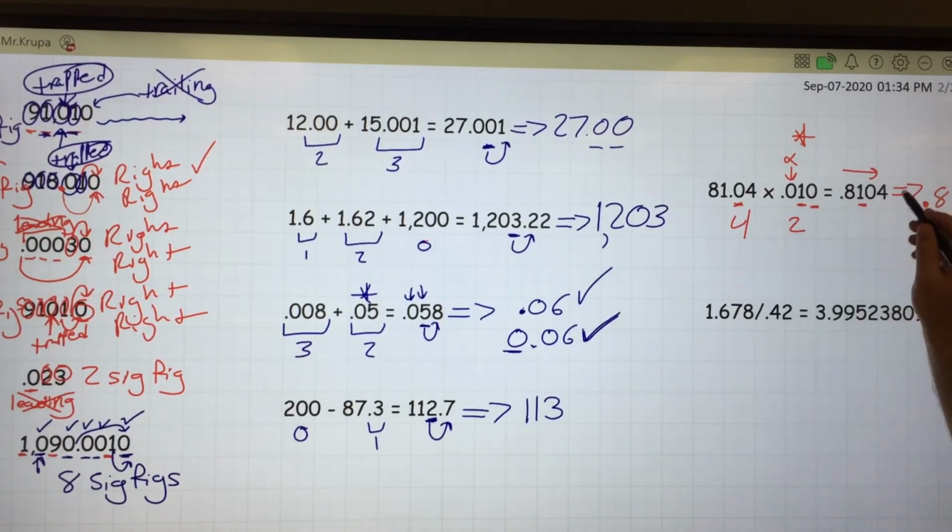0.81. Because there's nothing to round it up after. We still look after, and that's a 0. The 0 doesn't round up. So the final answer is 0.81 or 0.81 is also correct.